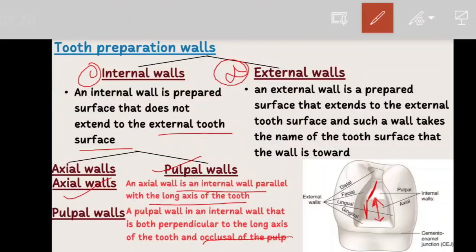While the external wall extends to the external surface of the tooth and is named according to the tooth surface. Suppose the distal, it is named the distal external wall. Facial, so it is termed the facial external wall. Lingual surface and gingival seat. So these are the external walls.